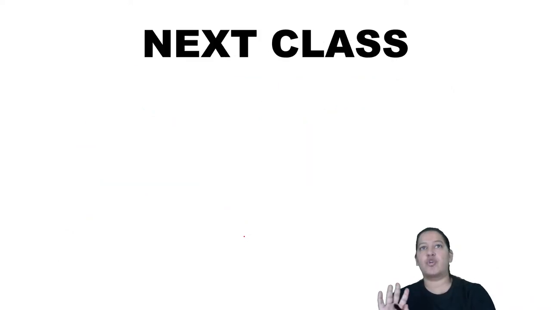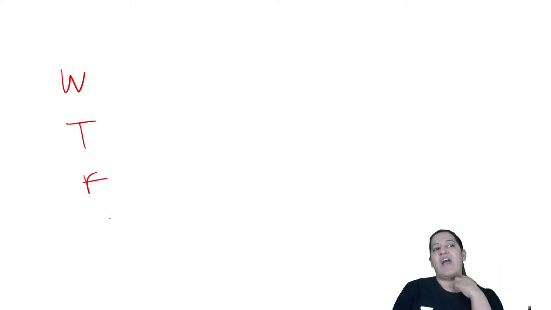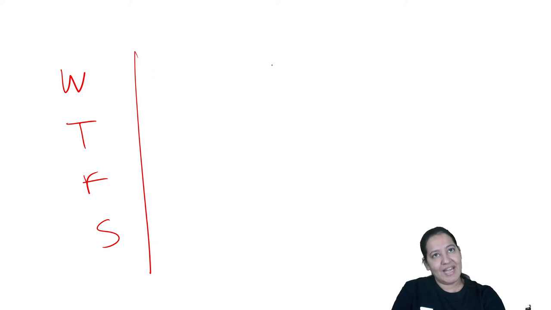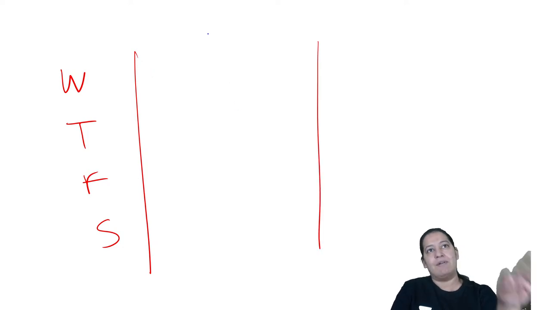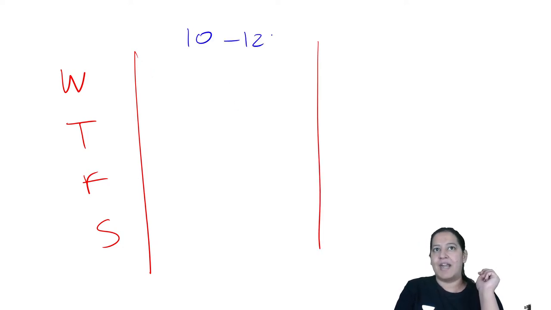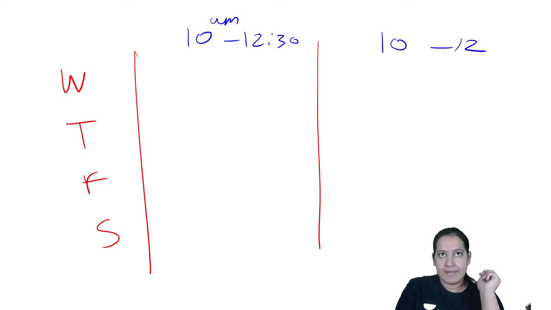Tomorrow morning. Lekin aaj raat ko bhi lecture hai. So let me announce the week ahead. Monday, Tuesday to ho gaya. Today is Wednesday, Thursday, Friday, Saturday. 4 days are more. So daily I take class in the morning as well as evening. Morning mein 10 se 12:30 aur raat ko 10 se 12. So this is AM. This is PM.